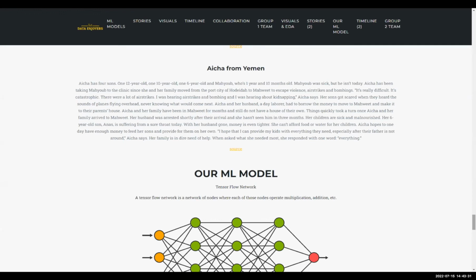Her husband was arrested shortly after their arrival, and she hasn't seen him in 3 months. Her children are sick and malnourished. Her six-year-old son, Anas, is suffering from a sore throat today. With her husband gone, money is even tighter. She can't afford food or water for her children. Aisha hopes to one day have enough money to feed her sons and provide for them on her own. I hope that I can provide my kids with everything they need, especially after their father's not around, Aisha says. Her family is in dire need of help. When asked what she needed most, she responded with one word. Everything.